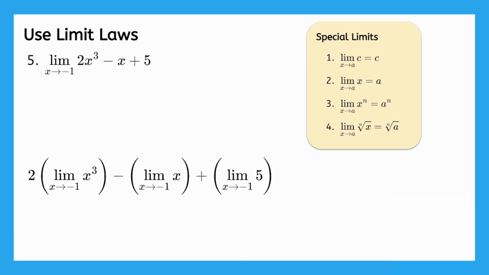Let's see how that went. The first term is a power function. The limit of x cubed as x approaches -1 is -1. The second term is just a single linear x. The limit of x as x approaches -1 is -1. The third term is a constant. The limit of 5 as x approaches -1 is 5. Finish by simplifying to find that the overall limit is 4.